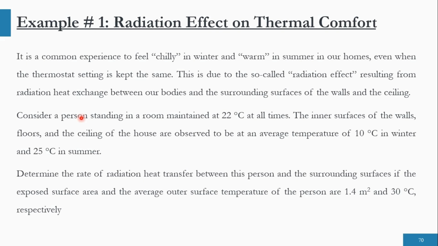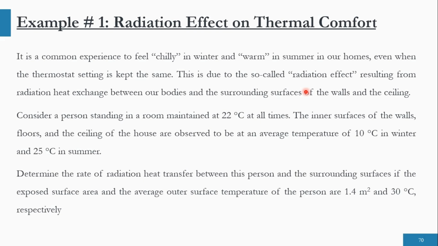So we will solve our first example. Example number one is the radiation effect on thermal comfort. It is a common experience to feel chilly in winter and warm in summer in our homes, even when the thermostat setting is kept the same. This is a natural phenomenon. It is due to the so-called radiation effect, which results from the radiation heat exchange between our bodies and the surrounding surfaces of the wall and ceiling.